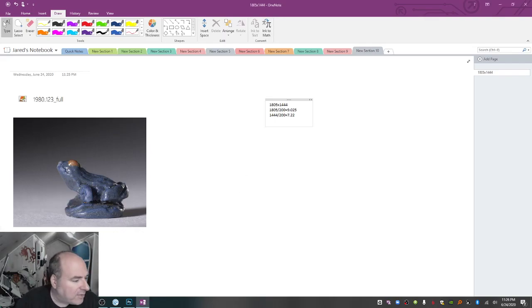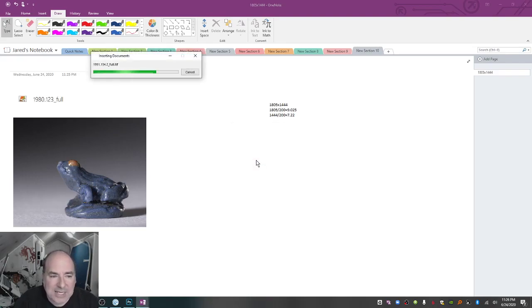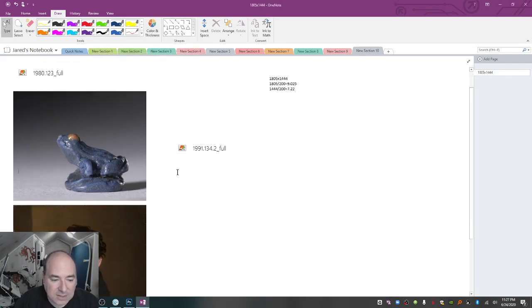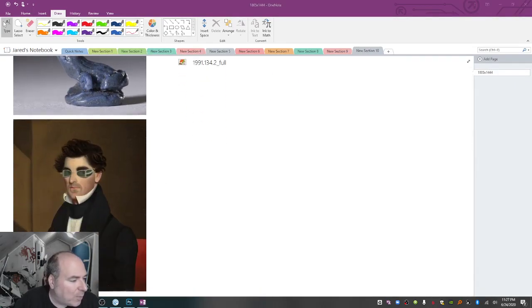Let me try another one of these. But this time I'm going to try a painting. All right, let's see if the painting comes in. Insert printout. So if I wanted to use this painting, which is really big, right, there's the painting. Now I'm going to take a look at how much resolution this one comes with. And what I'm going to find out is this one is a lot bigger.